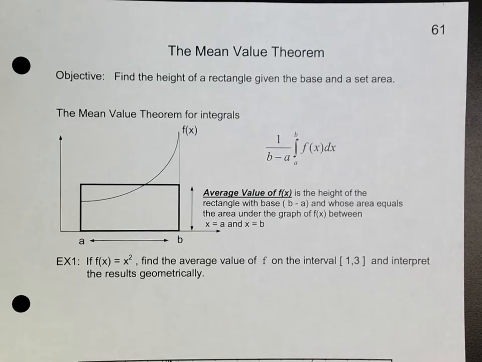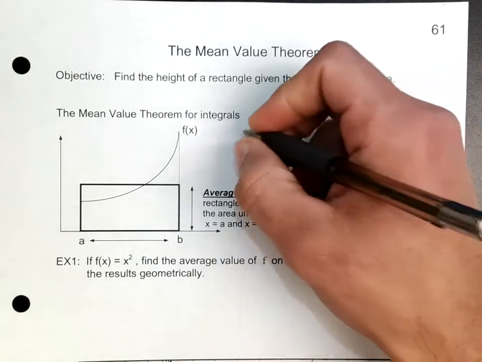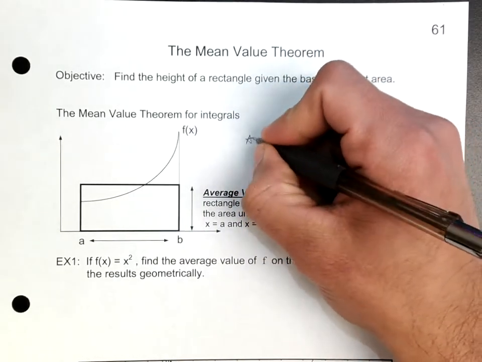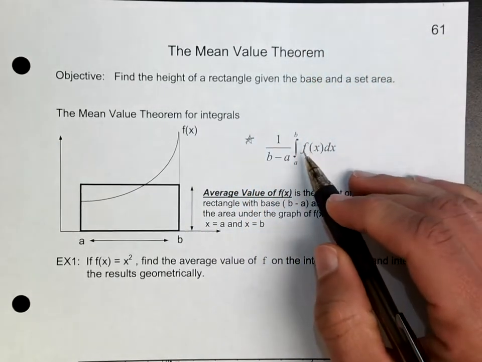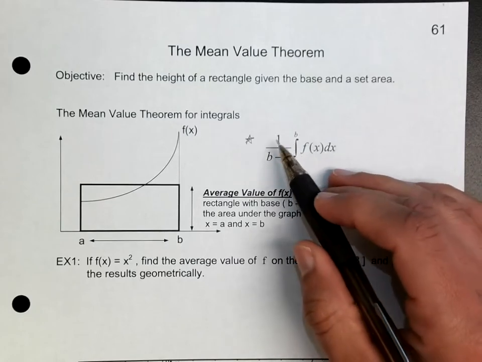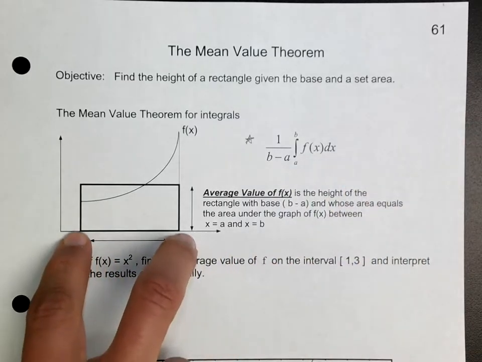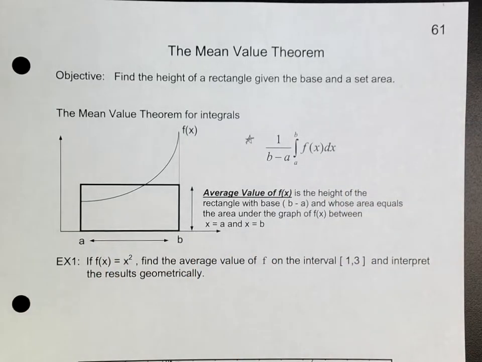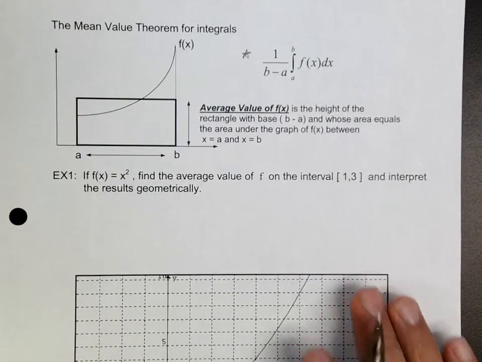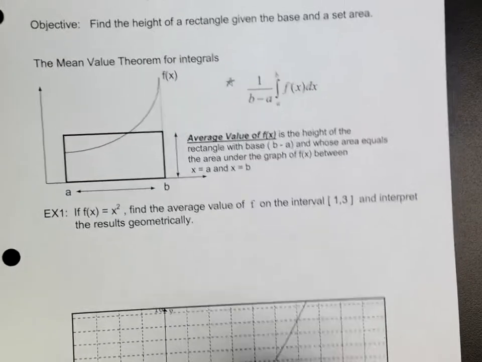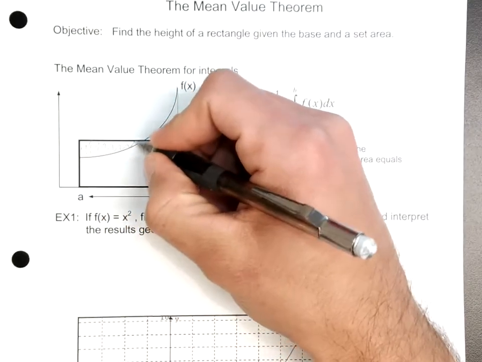All right, so here's the formula for the mean value theorem for integrals. Notice it's just the integral between a and b times 1 over b minus a. Now b minus a is basically the width of the rectangle. The average value of f of x is the height of the rectangle with the base b minus a, whose area equals the area under the graph of f of x between x equals a and x equals b. So what does that mean? Basically, this is the area right here that they're talking about.